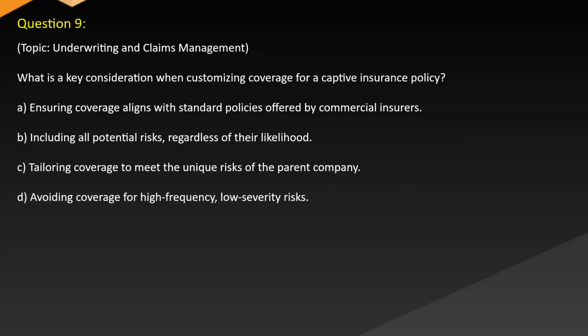Question 9. Topic: Underwriting and claims management. What is a key consideration when customizing coverage for a captive insurance policy? A. Ensuring coverage aligns with standard policies offered by commercial insurers. B. Including all potential risks, regardless of their likelihood. C. Tailoring coverage to meet the unique risks of the parent company. D. Avoiding coverage for high-frequency, low-severity risks.